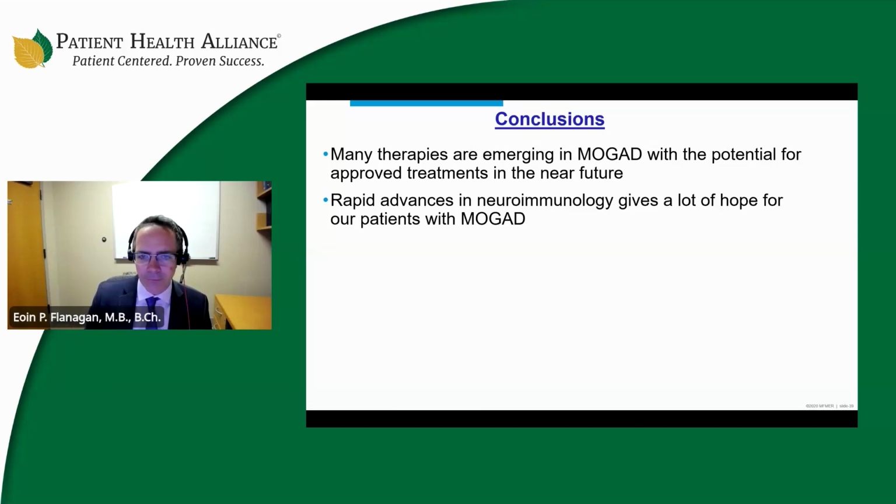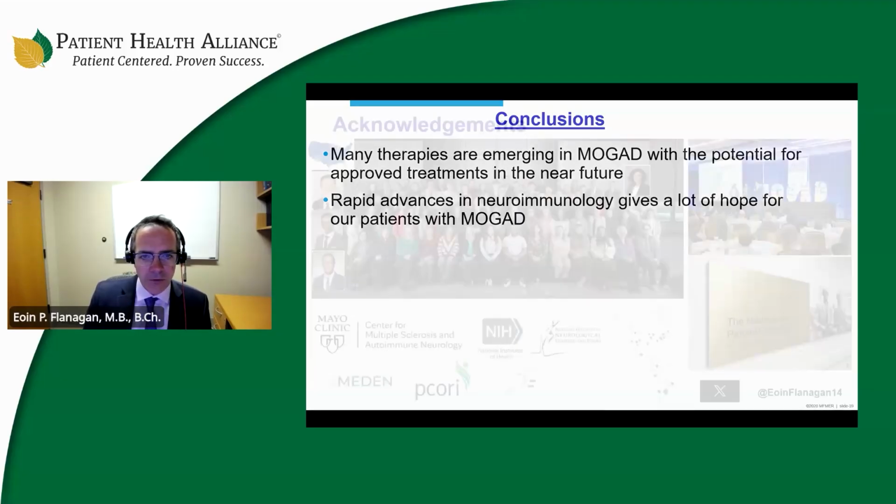MOGAD 10 years ago, very difficult. We only just had the antibody test available. We could make the diagnosis. We had very few treatments. And now a whole lot of new treatments coming. So I see a lot of hope for the future for our patients with MOGAD and lots of new things to come. So I'm going to stop here.